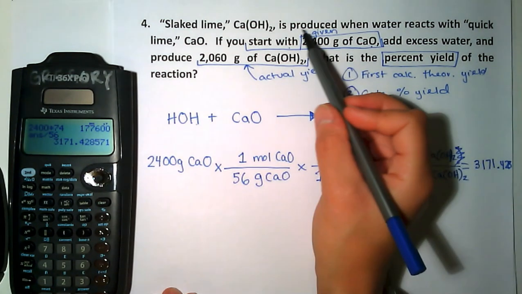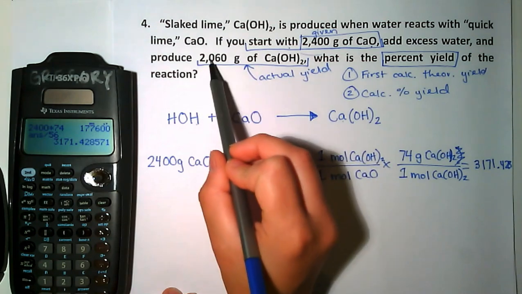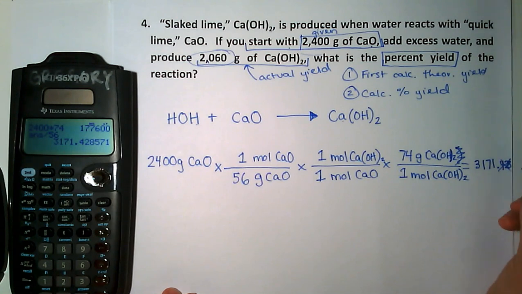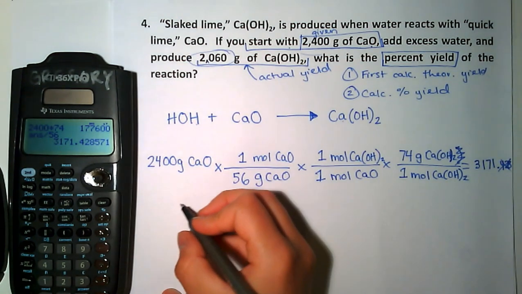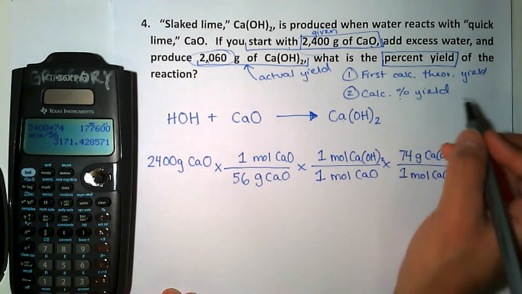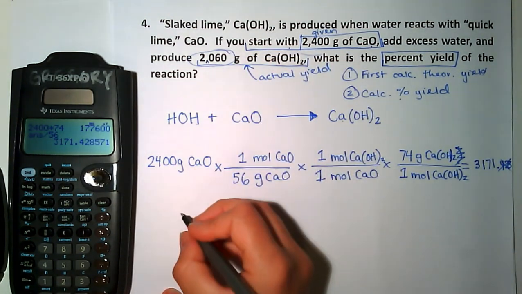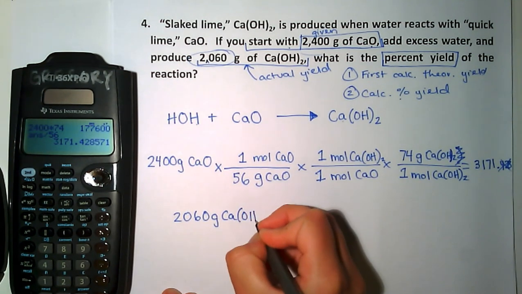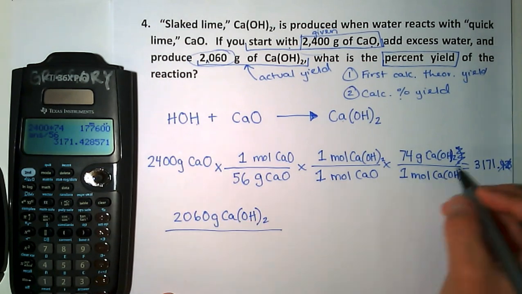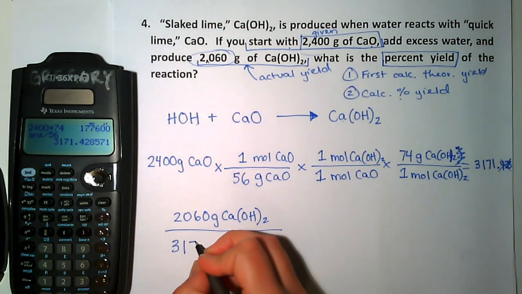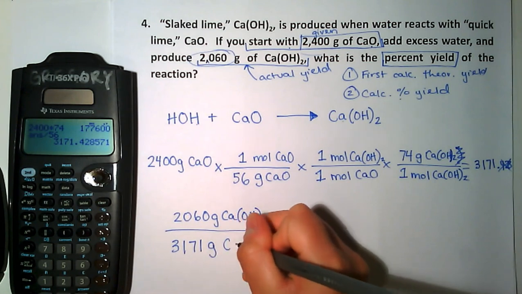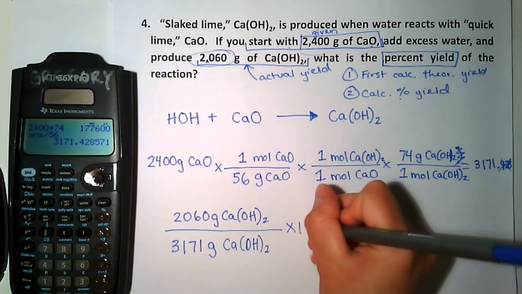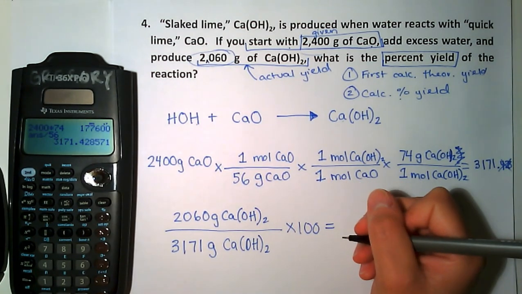And our given value, our actual yield, is 2060. So I'm going to get rid of these decimal places and just use this whole number to write it next. So now we just need to find our percent yield by doing actual yield, which is 2060 grams of CaOH2, divided by our theoretical yield of 3171 grams of CaOH2. And then we'll multiply by 100 to convert it into a percent.